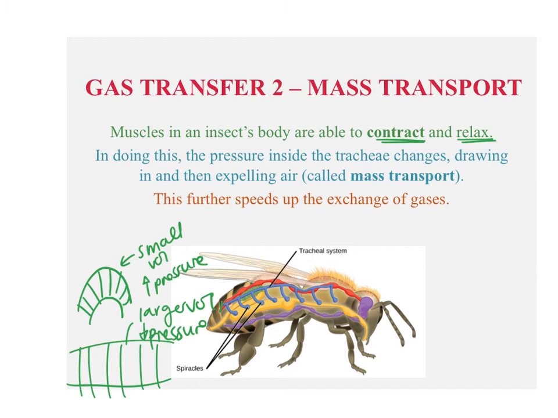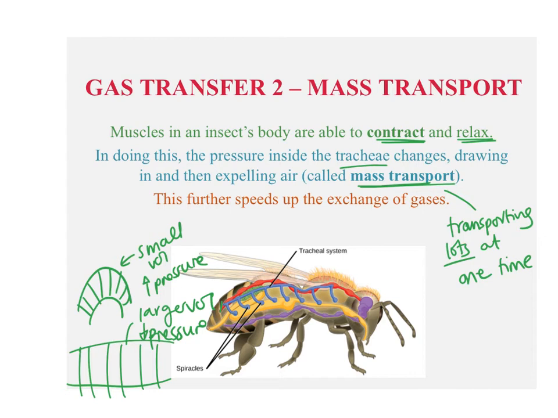Okay, the pressure inside the trachea changes. And this is going to be a process of mass transport. We're transporting lots of gases at one time. You need to be confident in applying the word mass transport. Not so much knowing what it means, but recognising that if a lot of something is moved at a time, it's going to be a form of mass transport.